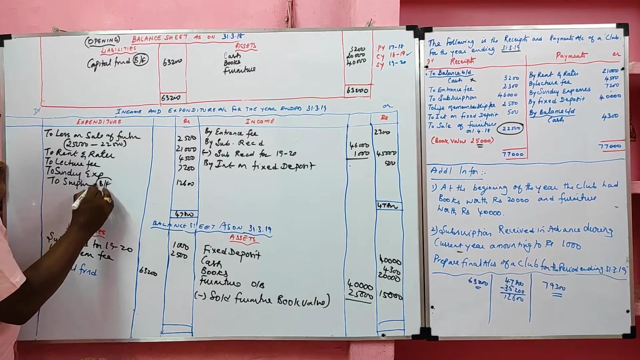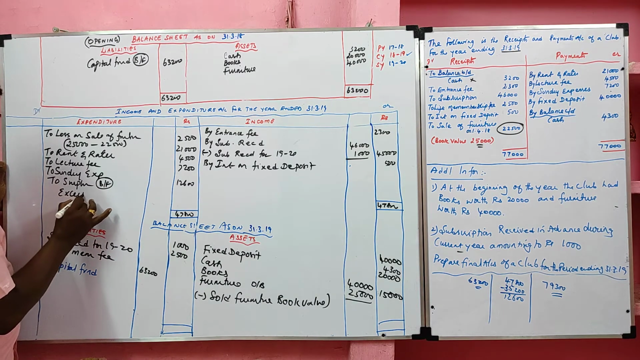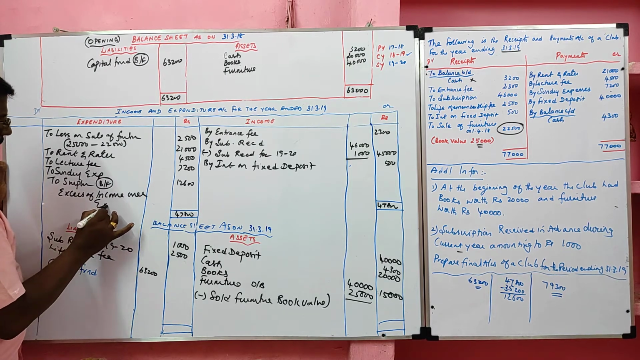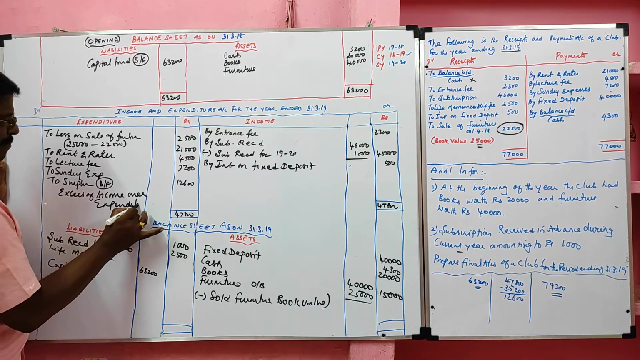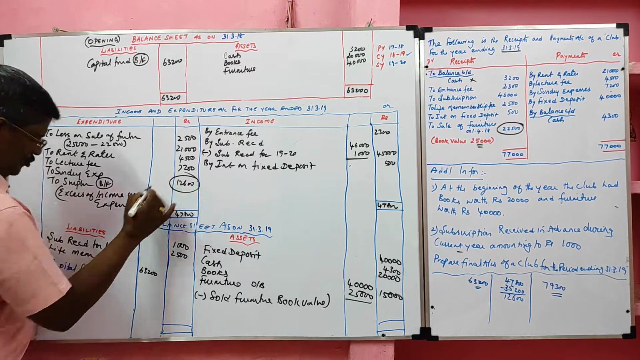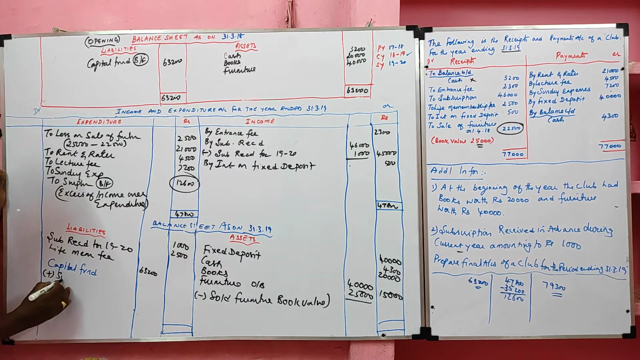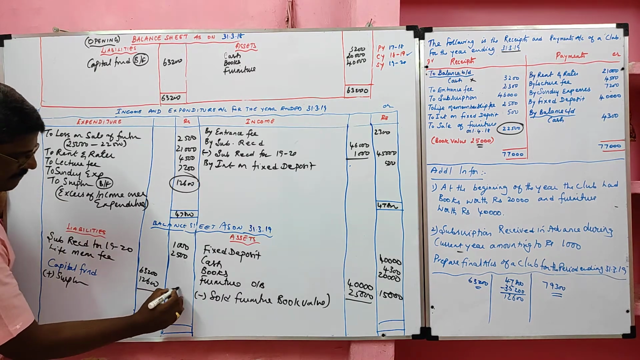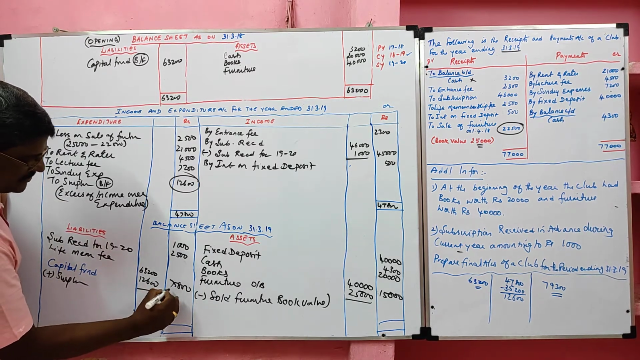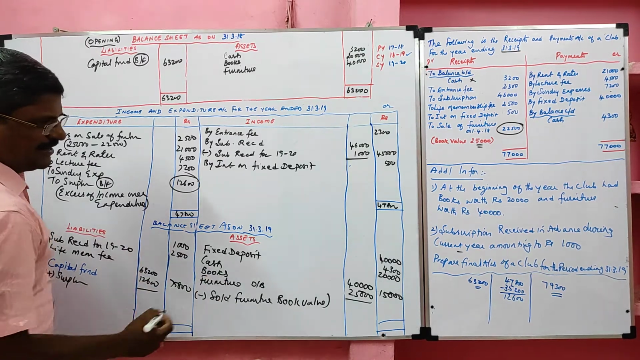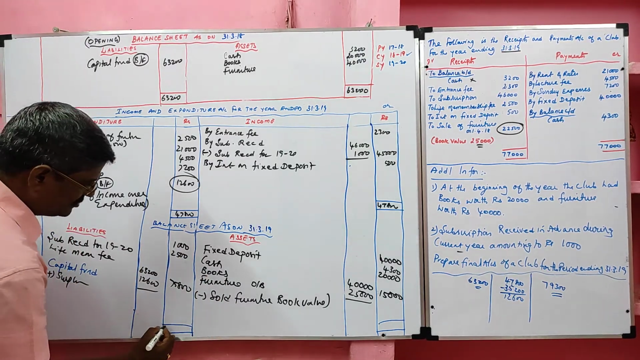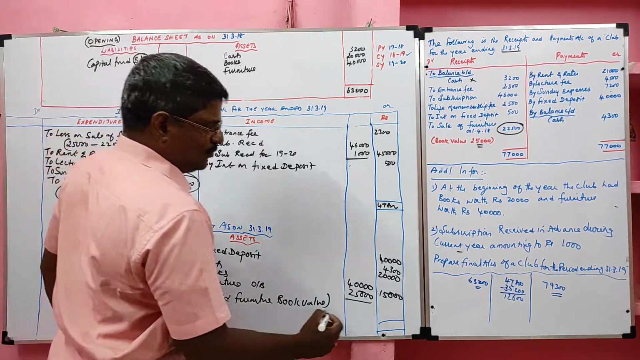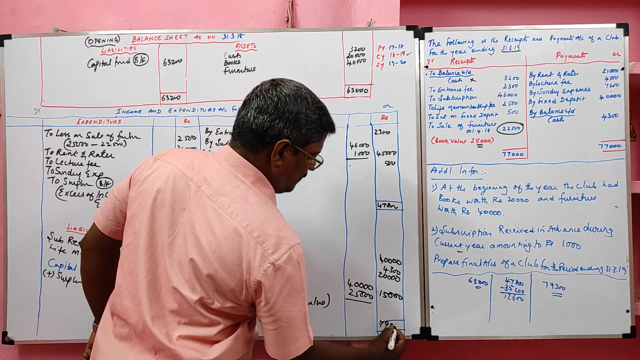Surplus is the balancing figure, excess of income over expenditure. This value should be added with the capital fund. Surplus 12,600, so capital fund becomes 75,800. If we add liability and asset side, liability side value is 79,300. Asset side total is also 79,300.